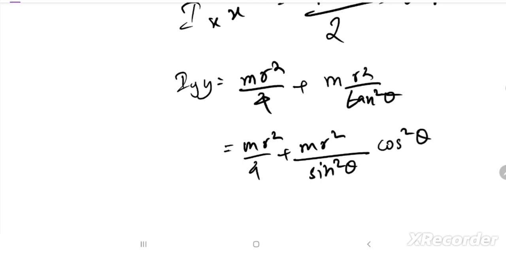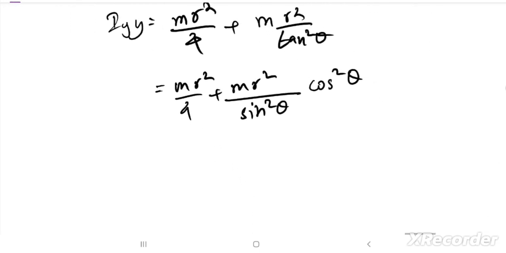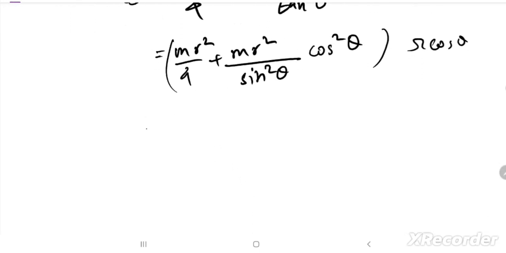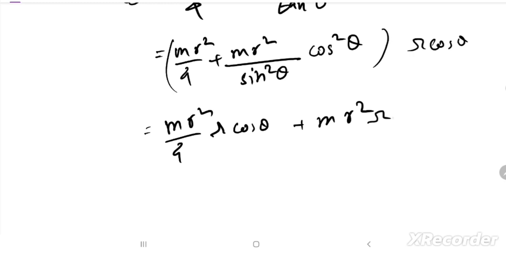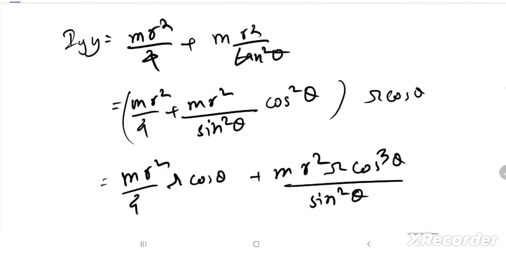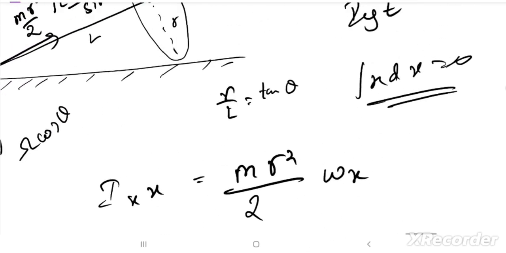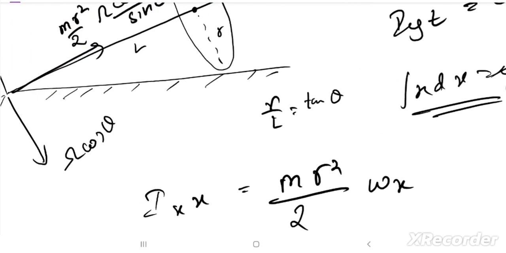What will be Lyy? Just multiply Iyy with omega cos theta. You will get mr square by 4 omega cos theta plus mr square omega cos cube theta upon sine square theta. Hope you get it. Now we need to do some more calculations.